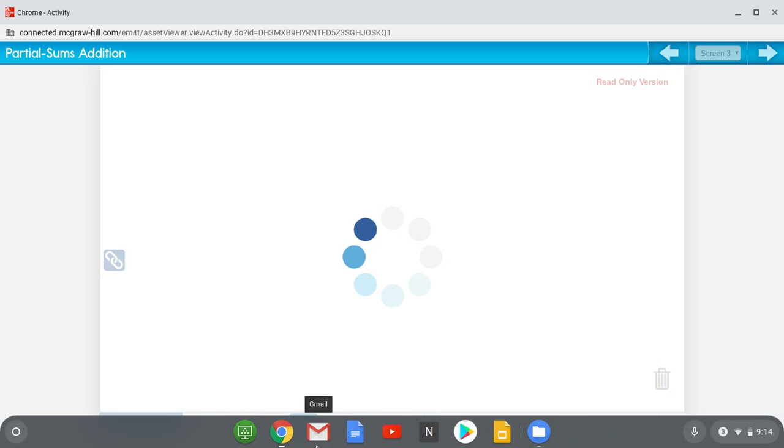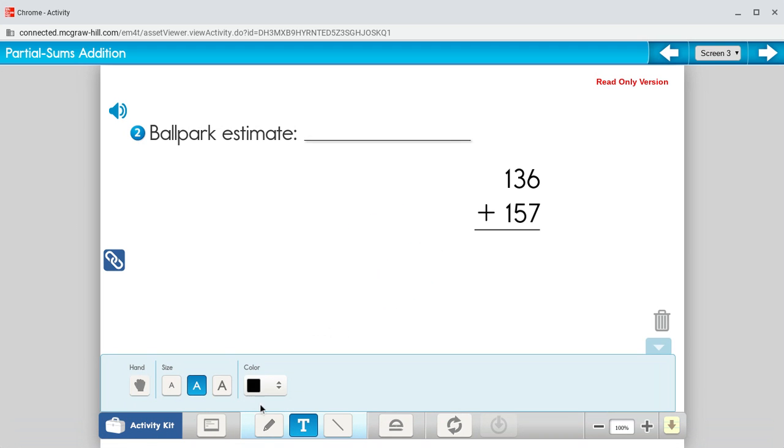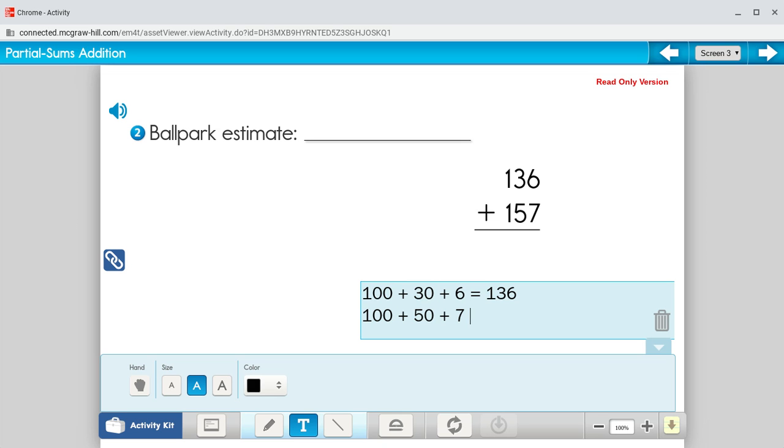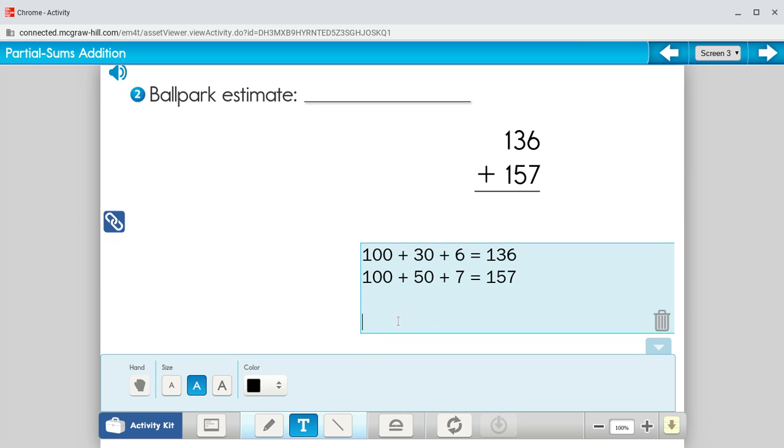We're going to do this one together just to check ourselves. All right, so a little box here for ourselves, 136. If we broke that into our hundreds, tens, and ones, 100 plus 30 plus 6 gives us 136. Then we have our 157, 100 plus 50 plus 7. Now we bring our hundreds, tens, and ones together. 100 plus 100 is 200, 30 plus 50 is 80, and 6 plus 7 is 13. So 280 plus 13: 280, 290, 293 is our answer.